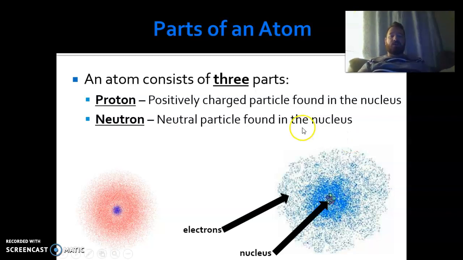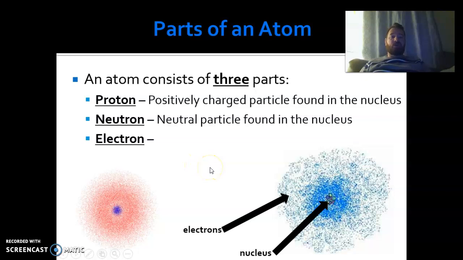Because if all of these protons in the nucleus are positive, I'm sure you've heard the phrase that opposite charges attract and like charges repel. So if all of the charges in the nucleus have the same charge, they're going to want to repel from each other. So we need a neutron in there to hold it together, or many neutrons in there to hold them together. And lastly, we have an electron.